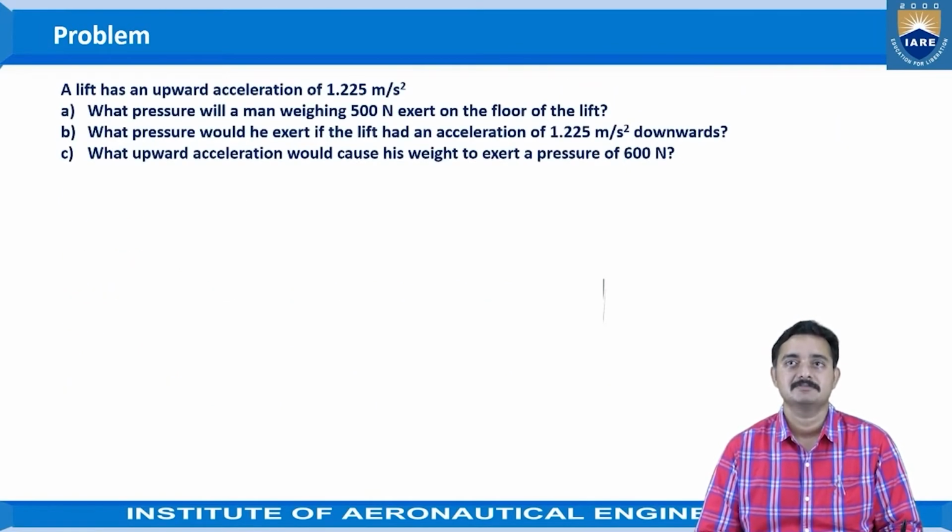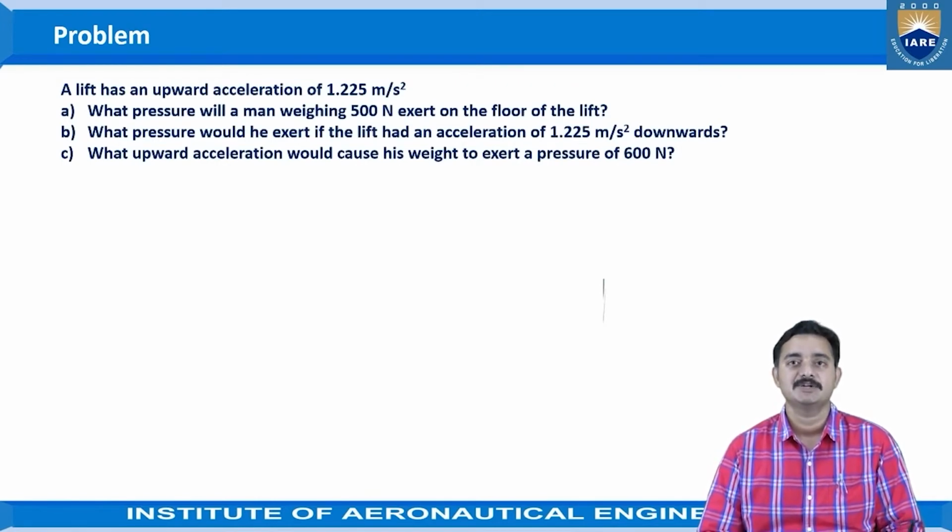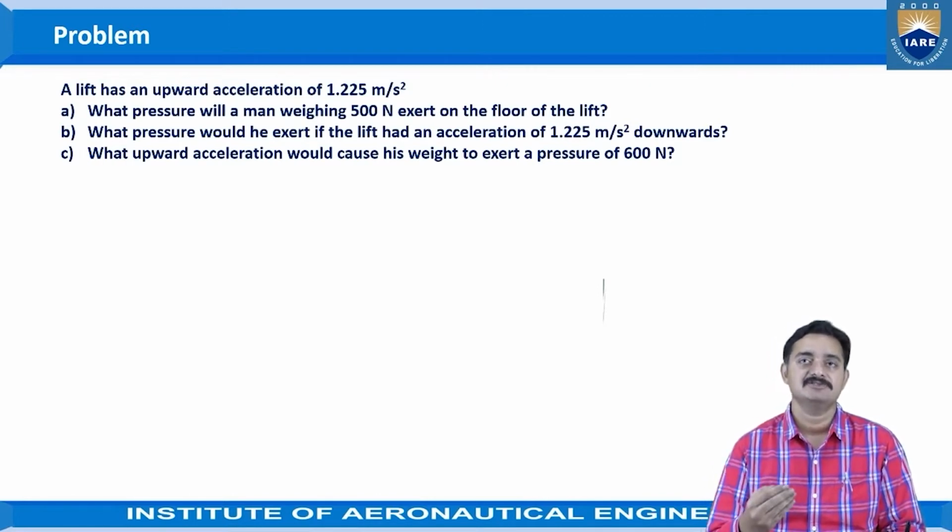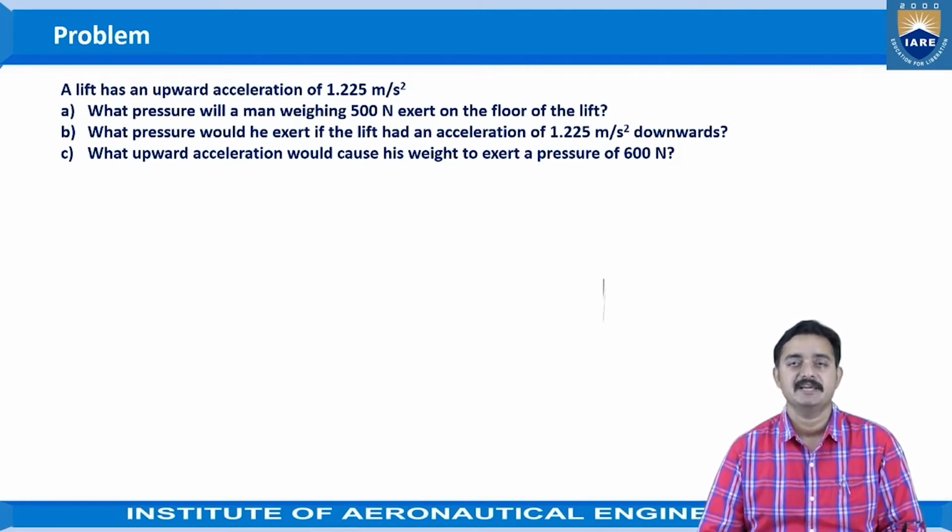Now let us go for second problem. This problem is related to the movement of the lift. So a lift has an upward acceleration of 1.225 meters per second square, and there are three questions that are being asked. Question A is, what pressure will a man weighing 500 Newton exert on the floor of the lift?